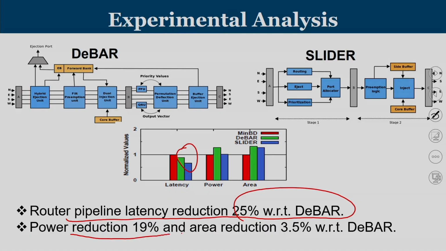Similarly, there is a power reduction of 19% and area reduction of 3.5%. So, D-bar is a slightly complex circuit, it is going to consume more power, but in Slider we are able to cut down the logic significantly. So, between Slider and MinBD, more or less the power consumption of the router is the same, but when you look at the area, since the combinational logic is being effectively managed, you are able to get close to 3.5%.